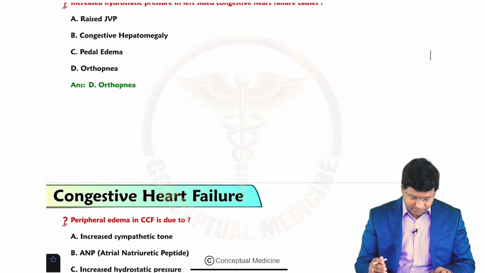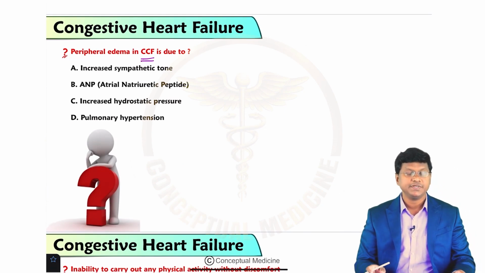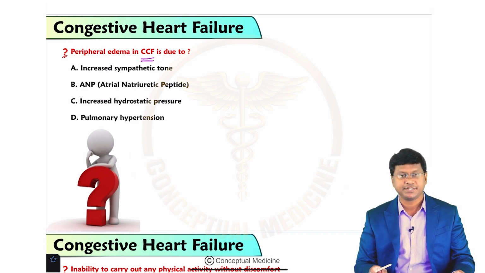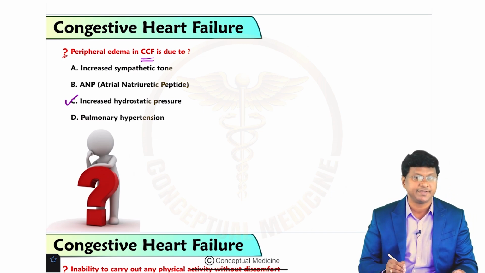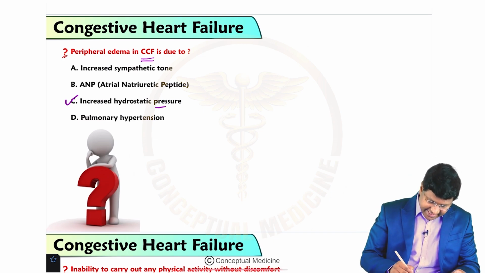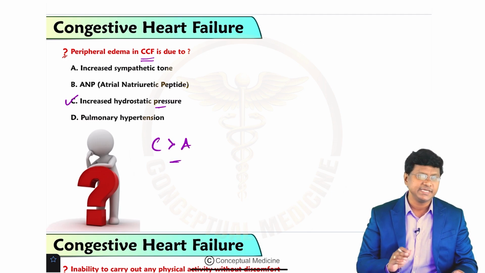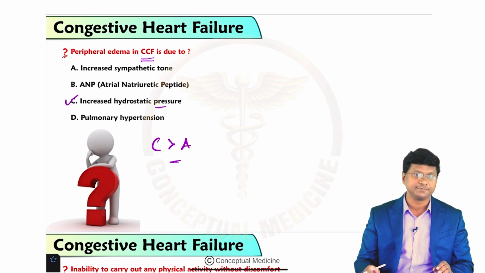Next. Peripheral edema in congestive cardiac failure is due to increase in sympathetic tone, atrial natriuretic peptide, increase in hydrostatic pressure, or pulmonary hypertension. See, the correct answer will be increase in hydrostatic pressure. But this increase in hydrostatic pressure is due to increase in the sympathetic tone as well. So the best answer will be C, but even A also can be taken as the answer to this question.